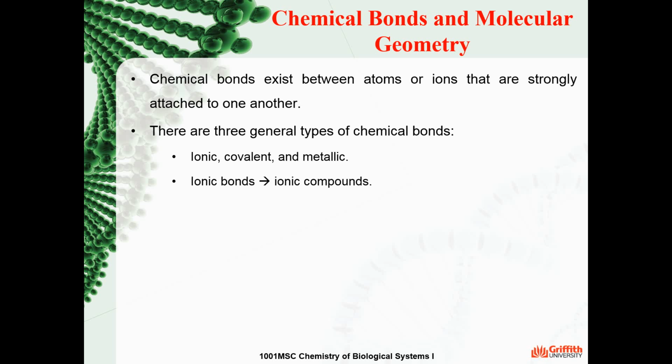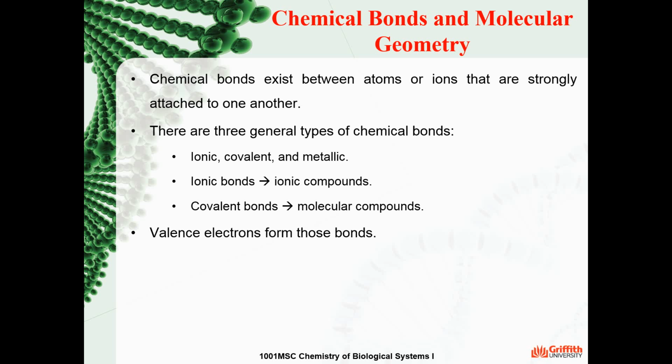Let's use sodium chloride as an example. The sodium is a cation, and chloride is the anion, and these two ions are attracted by ionic bonds. Covalent bonds happen in molecular compounds when atoms share electrons between each other. The electrons that get involved in forming those two bonds are the valence electrons.